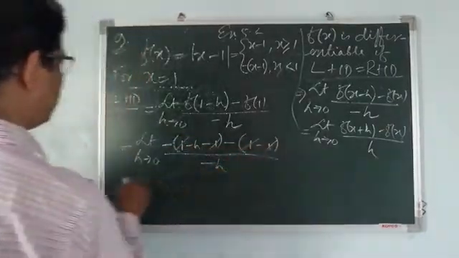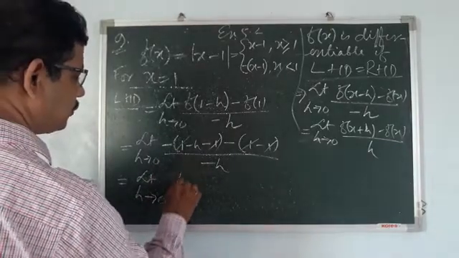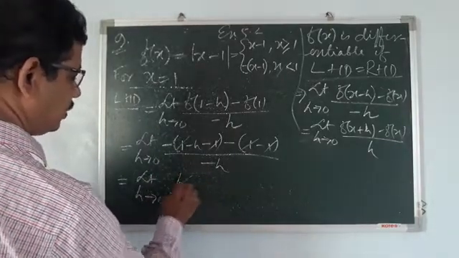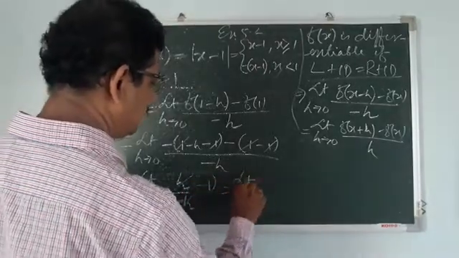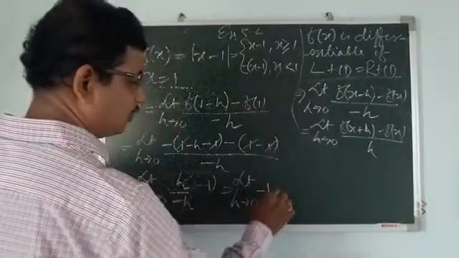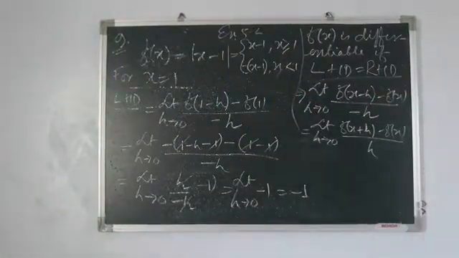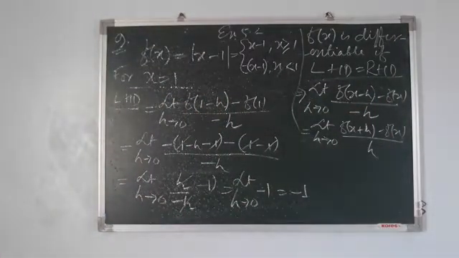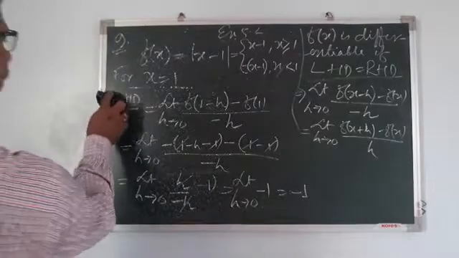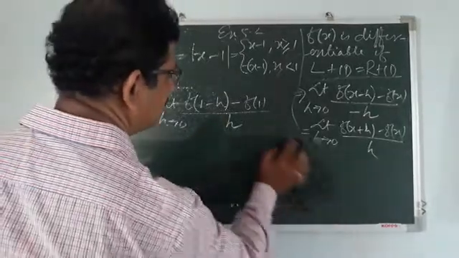So if you cancel, in the numerator we get minus minus, plus h, but the denominator is minus h. After cancellation, we get only minus 1. So limit h tends to 0 of minus 1, the answer is minus 1. So the value of the left hand derivative is only minus 1. Now we do the right hand derivative, the same thing. For that we need to change these things.